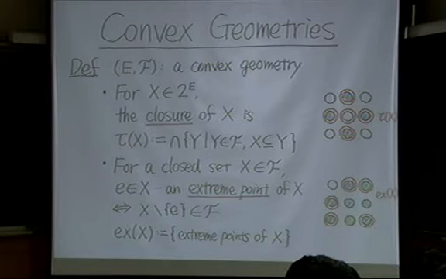And one more thing, for a closed set X, we call an element e in X an extreme point of X if the set X minus the element e is also a closed set. So for example, these black 8 points form a closed set. Then the extreme points of this X are these 5 points, because if we remove this one, the remaining points form also a closed set. But this is not an extreme point, because if we delete this one, then that is not a closed set.